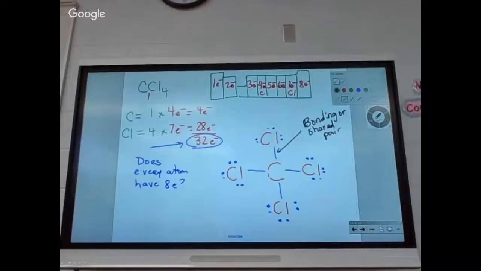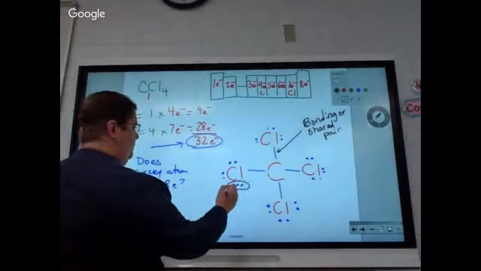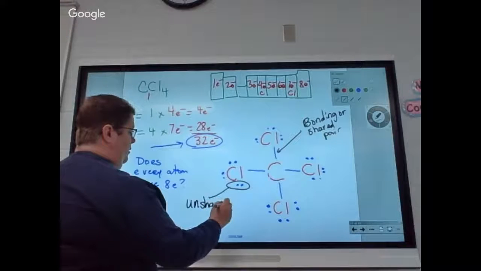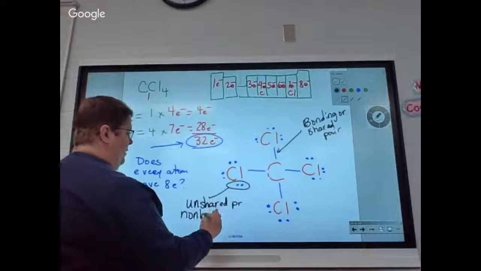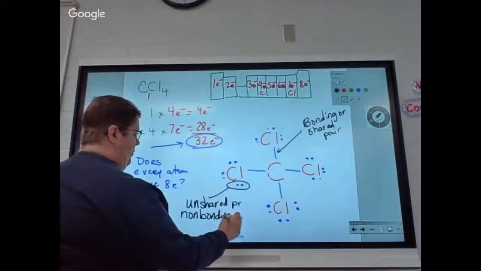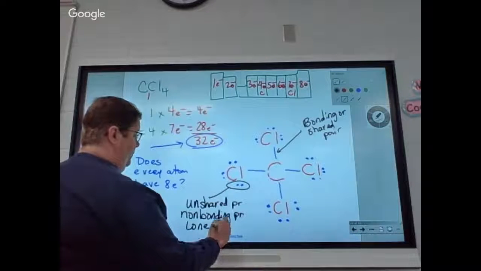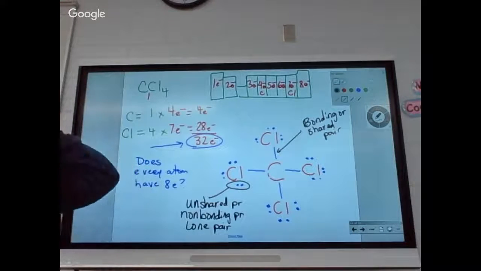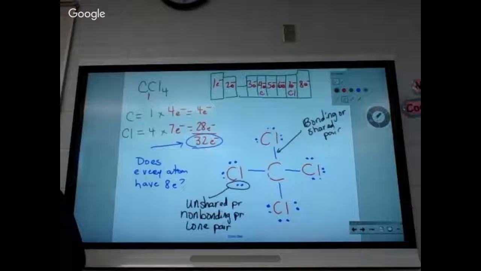Now, the dots. The dots have 3 names. They can be called an unshared pair, a non-bonding pair, or a lone pair. You will hear me call it a lone pair 9 times out of 10. All right? You will call it what you learn it the first time.